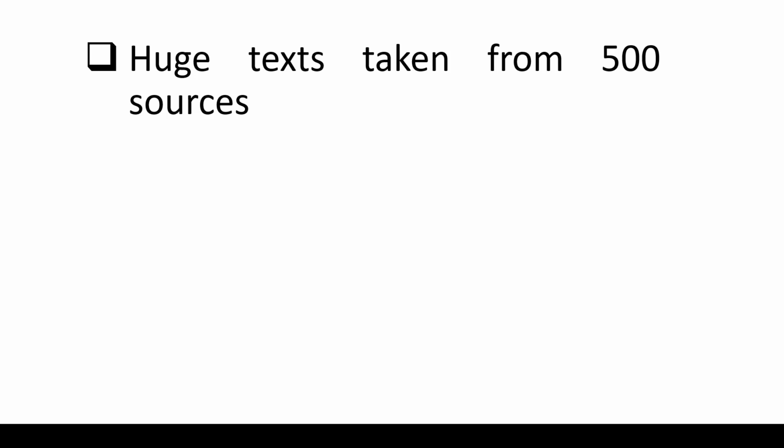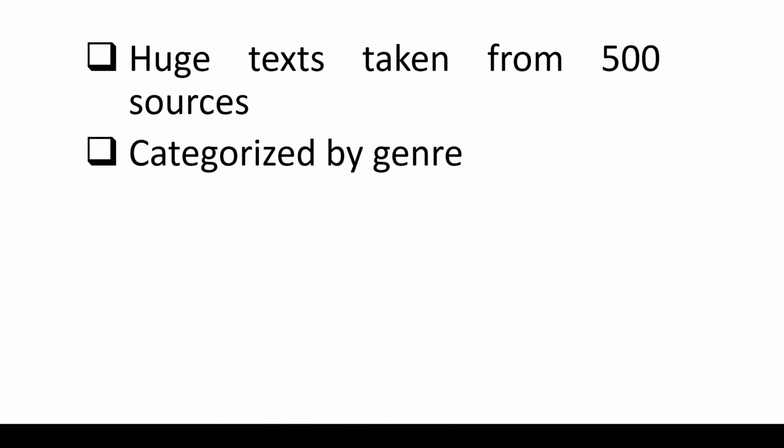I would like to give you this fun fact. This corpus is made up of huge texts taken from 500 sources. Can you imagine the immensity of this corpus? Despite its size, it is well defined because it is categorized by genre. So later on in our lesson, we're going to enumerate what these genres are so that the different categories would be clear for you.